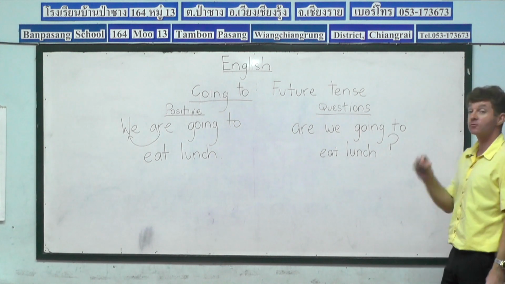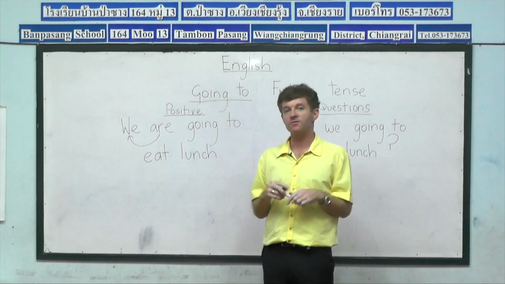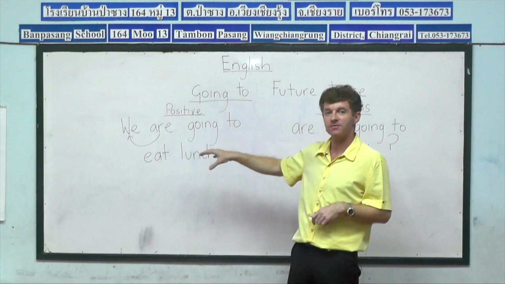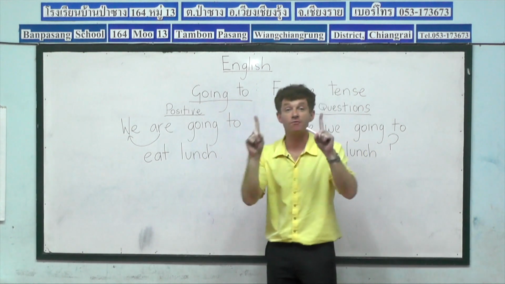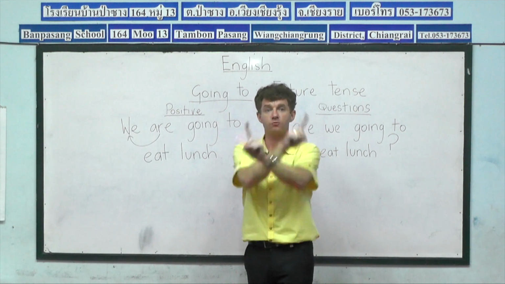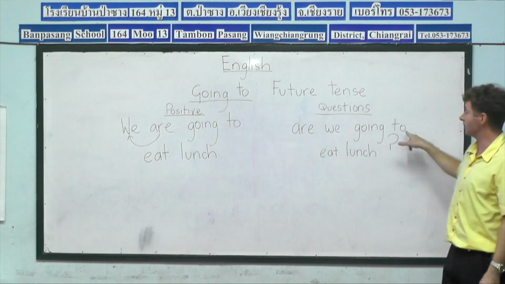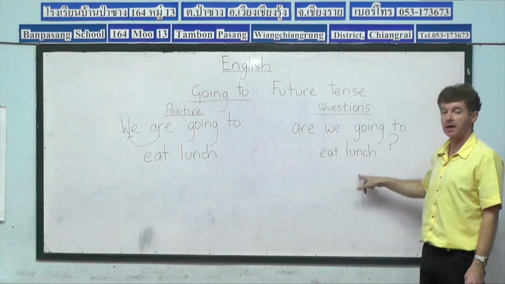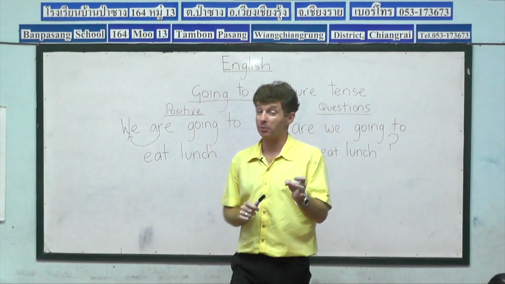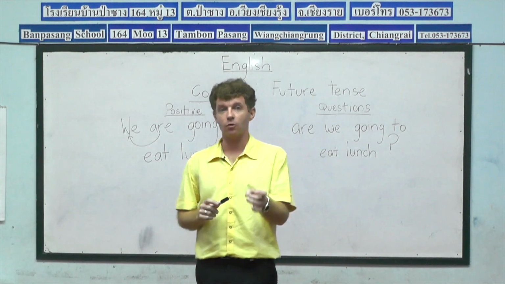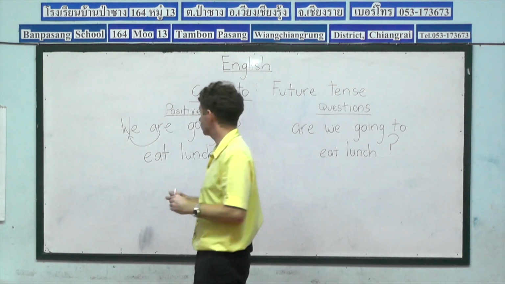Remember, if we write, what do we need at the end? Question mark. So when we're forming questions with the phrase going to, all we need to do is think of the positive sentence. We are going to eat lunch. And then the first two words, we just swap. Are we going to eat lunch? So this time, I will write a positive sentence on the board, and my students can tell me what the question form should be.